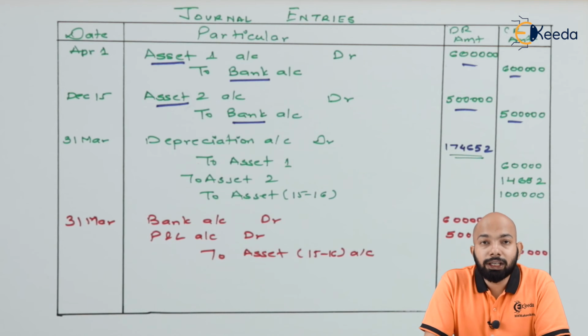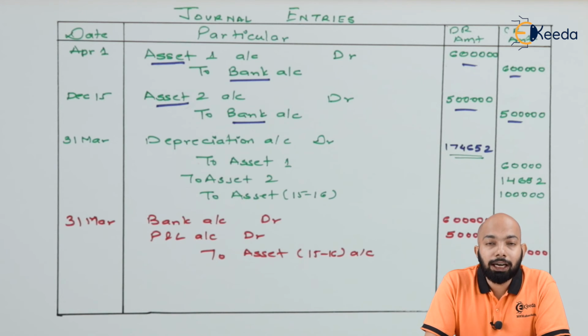Now we'll further go ahead and figure out what is the value of all the assets that we hold. For that, we know that the total depreciation that we have deducted will be subtracted from the cost price of the asset, and the balance that is left is the value of the asset that we have as of 31st March 2019. So let's go ahead with that part.